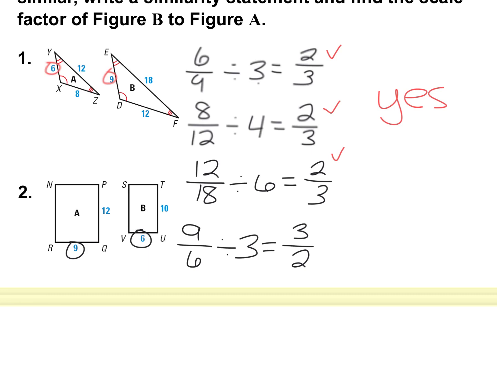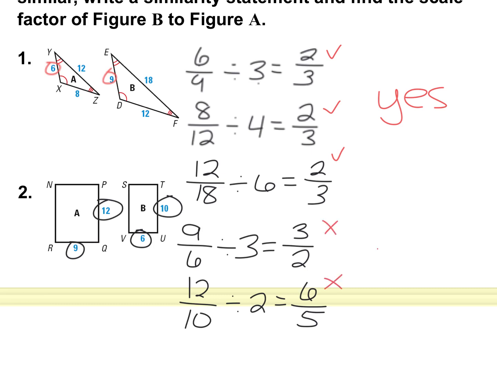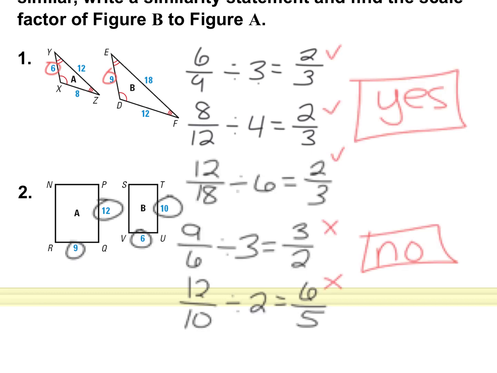If I started with 9, I have to start with 12 on the other one. So I have 12 over 10. Divide by 2 to get 6 over 5. 6 over 5. What do you conclude about this one? They're not similar because they're not the same. Okay, so for squares and rectangles, you only need to do 2 ratios.